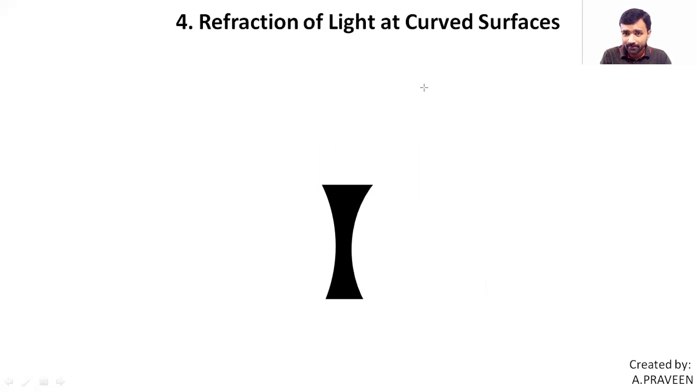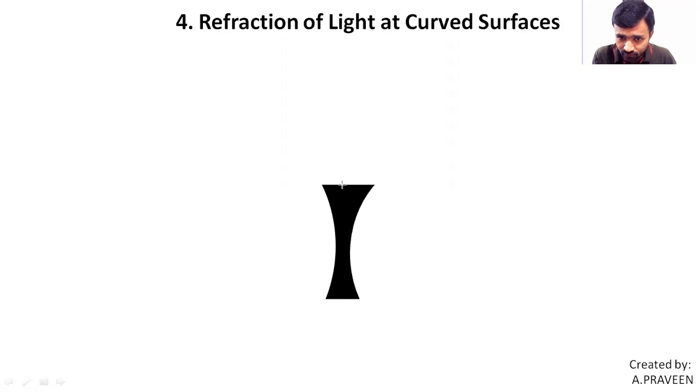What do you see on the screen? Anybody? What lens type do I have on the screen? Biconcave lens. It is a biconcave lens. Both sides I have concave surfaces.